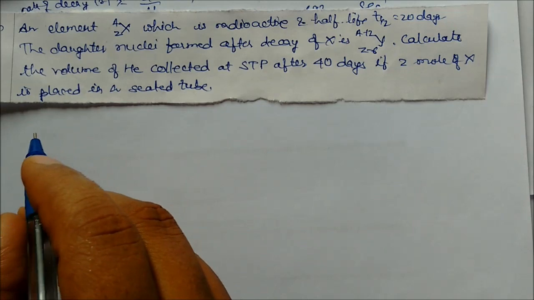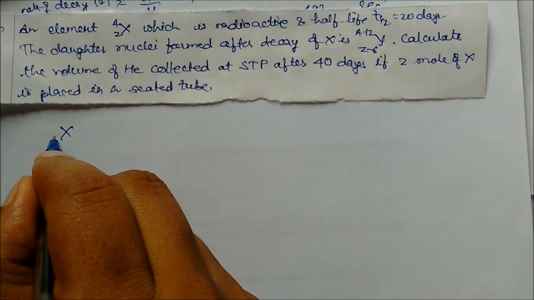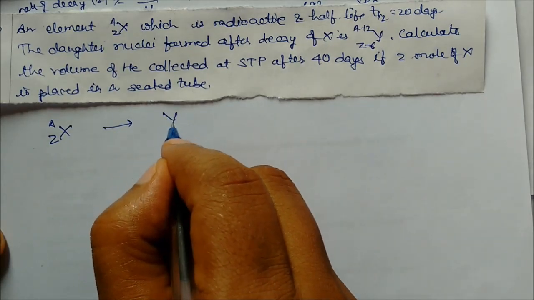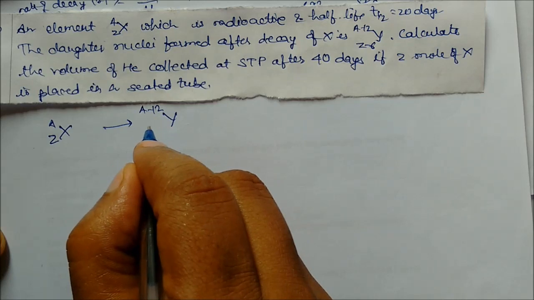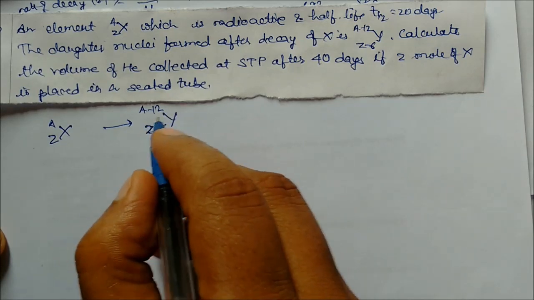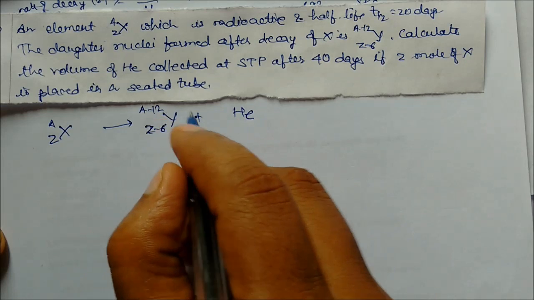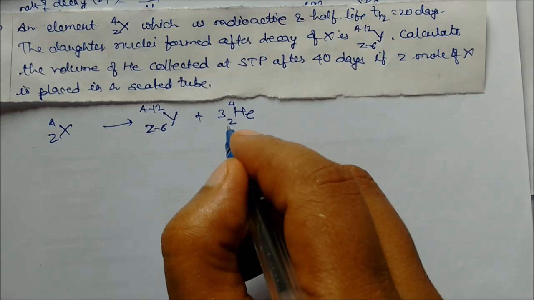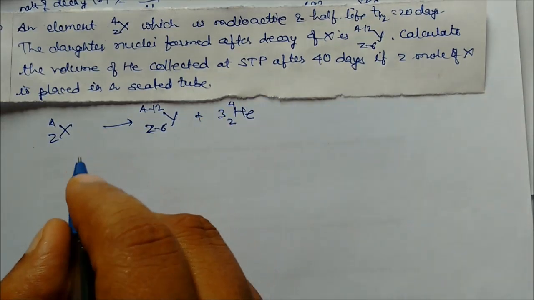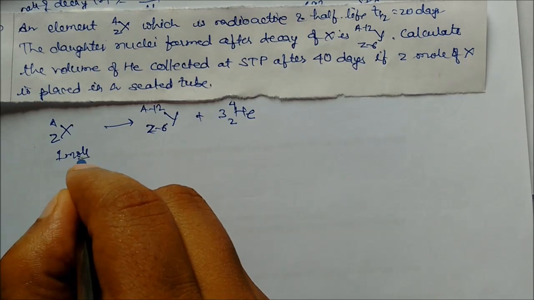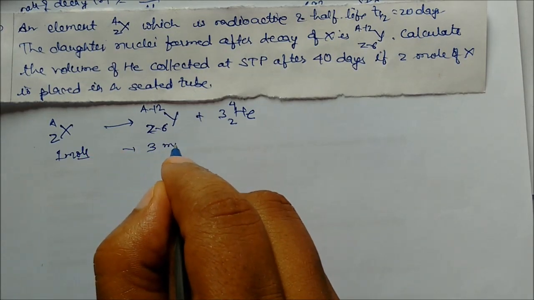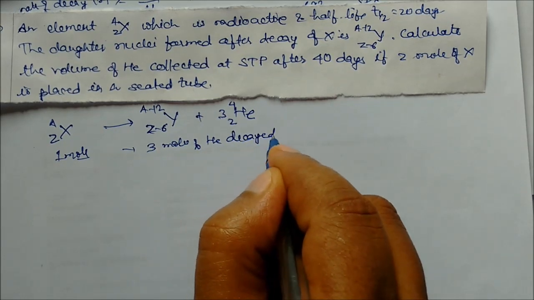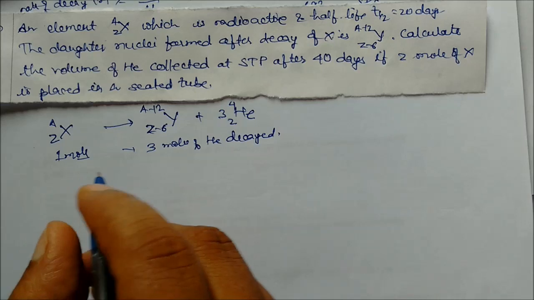So first we see the reaction. If you write it, X with mass number A and atomic number Z decays into Y, with A minus 12 and Z minus 6. Z minus 6 means definitely helium is coming out, so this will be 3 helium, since 12 divided by 4 is 3. So 1 mole of X is giving 3 moles of helium when decayed. So we have to find how many moles of helium are converted to gas.